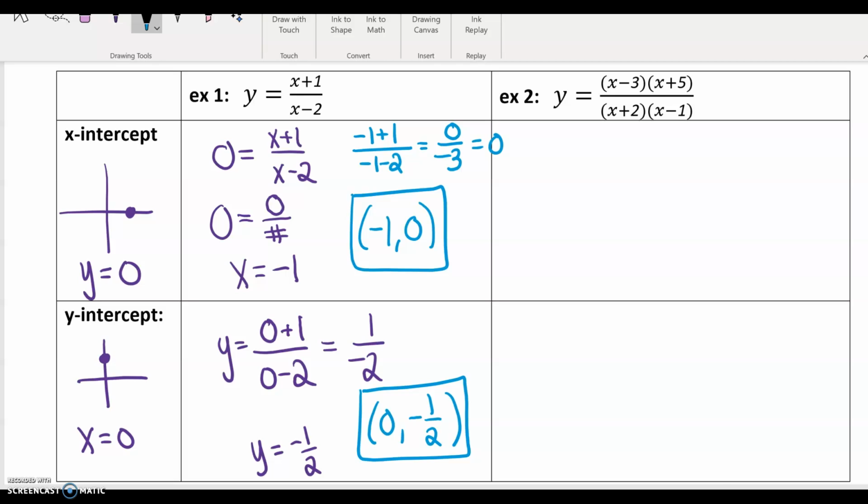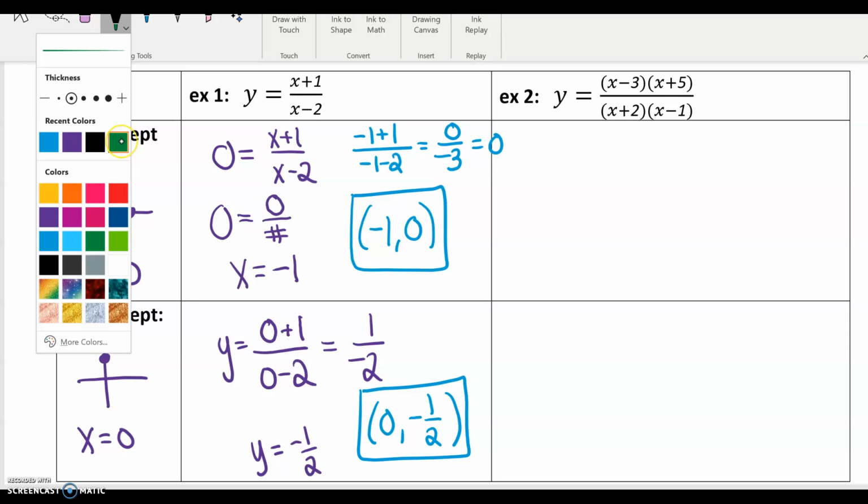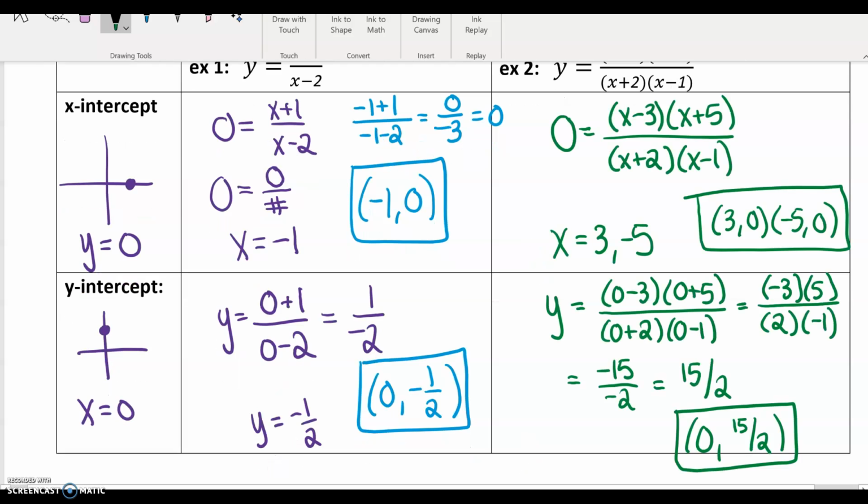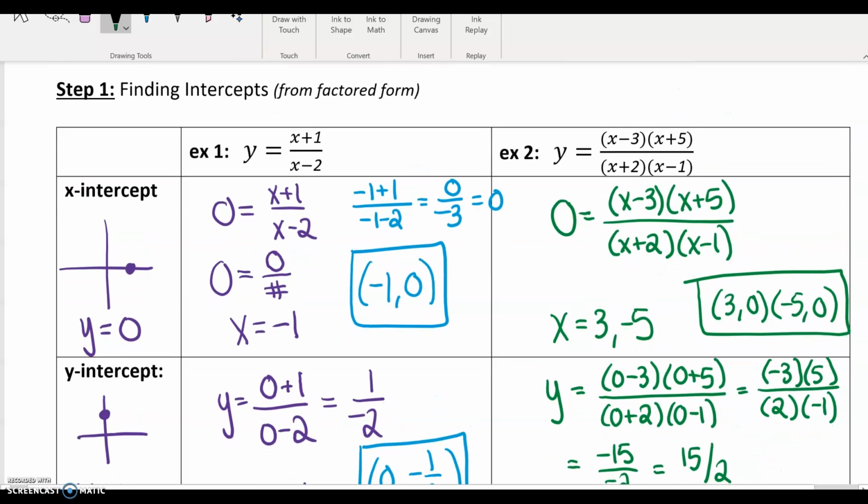So I'm going to have us try one more. I want you guys to look at the second example and get your x-intercept here, your y-intercept here, and I'll come back with the answer in a second. Okay, here are the answers to the x and y-intercepts of example 2. It's not so bad because it's in factored form, but remember the x-intercept will come from the numerator because you just want the top to be 0.